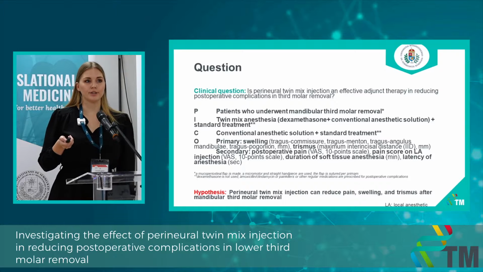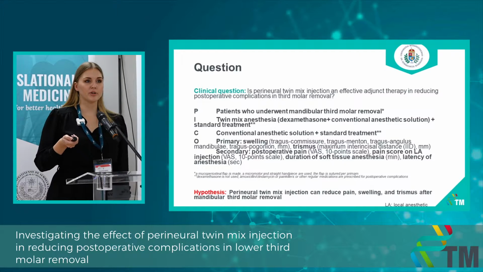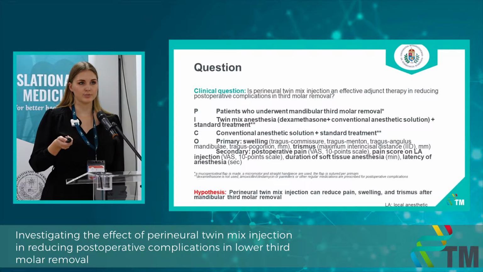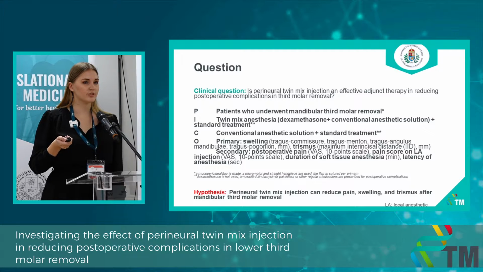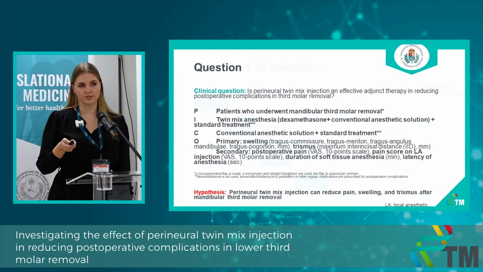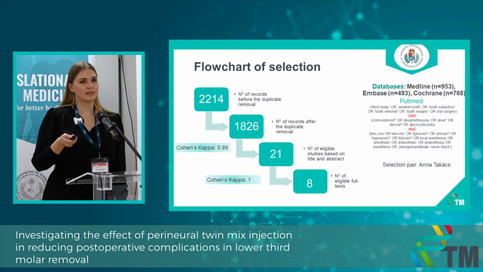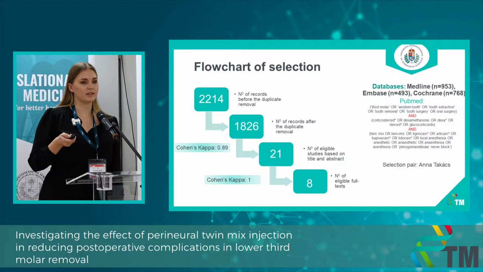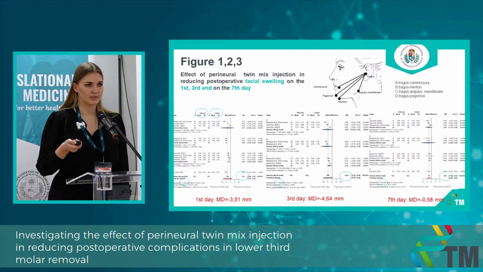So I compared the twin mix and the conventional anesthetic solution. My primary outcomes are swelling and trismus, and my secondary outcomes are postoperative pain score, pain on local anesthetic injection, duration of soft tissue anesthesia, and latency of anesthesia. I did a systematic search in the main 3 databases with this final search key, and after the selection I have 8 eligible full texts. Let me introduce my results.